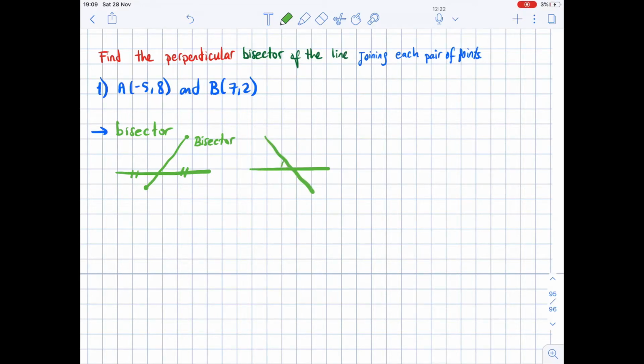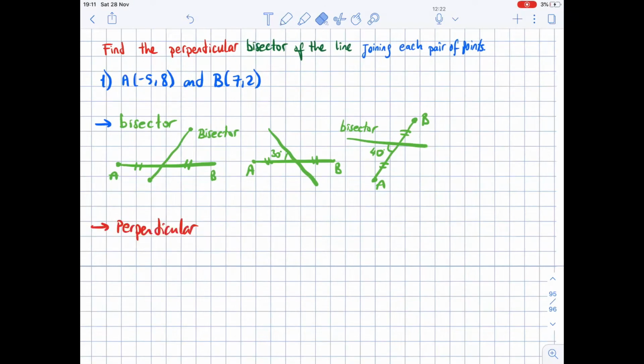As you see, it could be 30 degrees in between those two lines, could be 40 degrees, on different angles, but bisectors must divide the line segment into two equal pieces from any direction. Look, this is 40 degrees in between the bisector and the line AB. So the bisector divides line AB into two equal pieces.